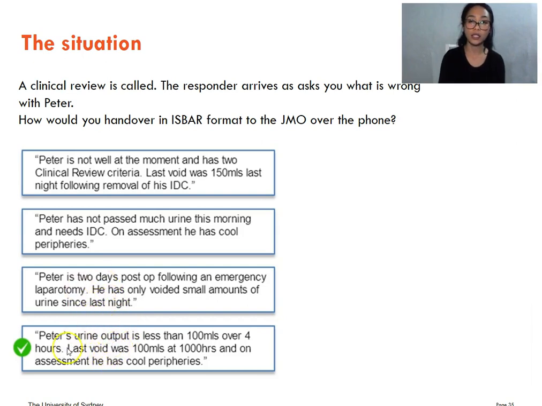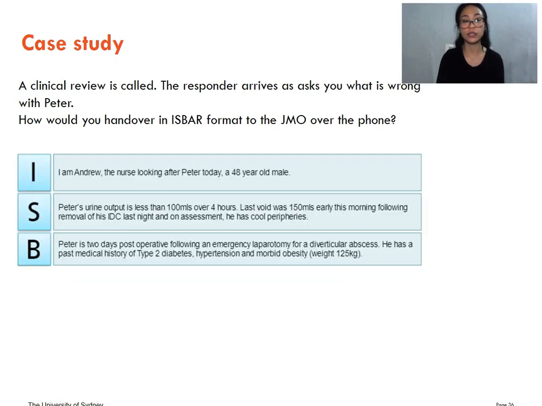And so what best describes the situation is currently the last one, which is that his urine output is less than 100 mils over 4 hours, because that directly makes it very clear that this is additional yellow zone criteria. You've outlined that the last void was 100 mils at 10 o'clock, and so you're accurate referring to the fluid balance chart, and you've done your A to G assessment, and the related concern is that he has cool peripheries.